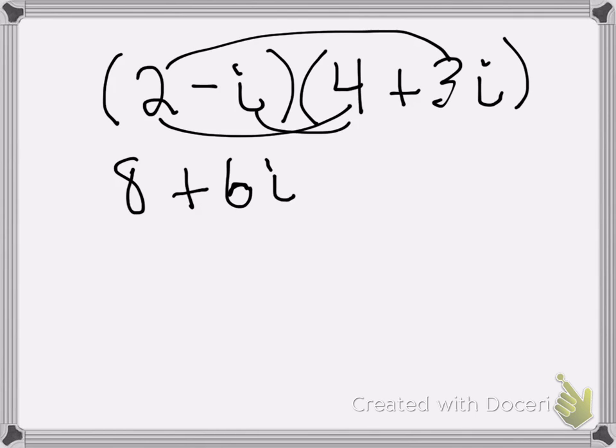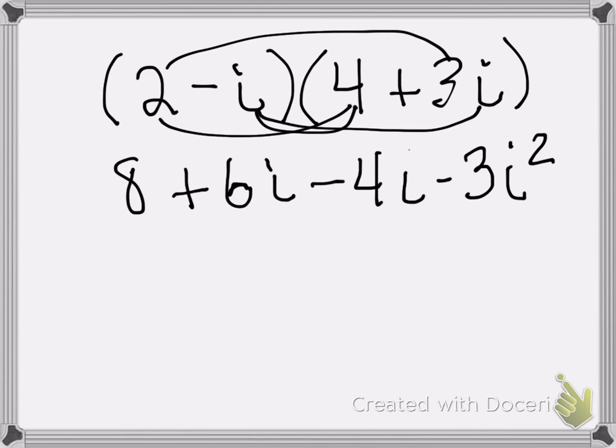Okay. Inside would give us negative 4i. And then your last terms, negative i times positive 3i, would be negative 3i squared. And this is where you need to be really careful and watch closely, okay? We're going to put these inside terms together like we always do. So that's 8 plus 2i, because the 6i minus 4i is 2i. And then you have to be careful with this one.